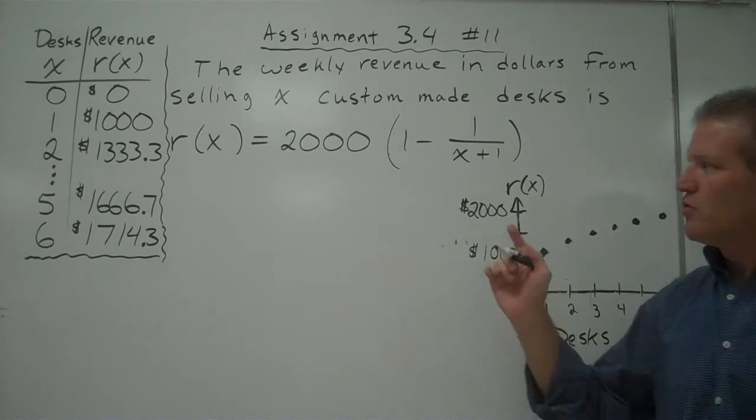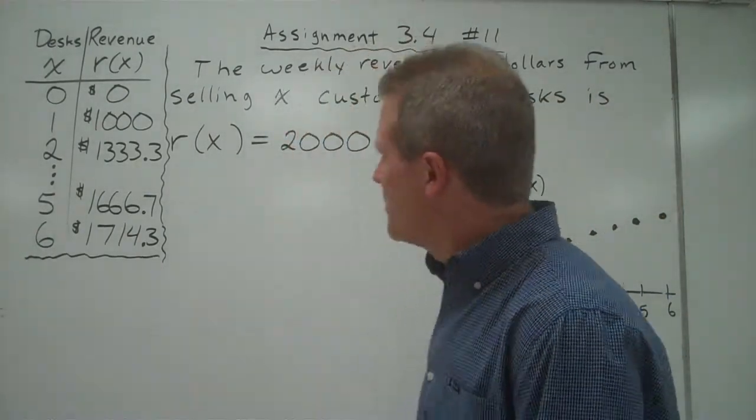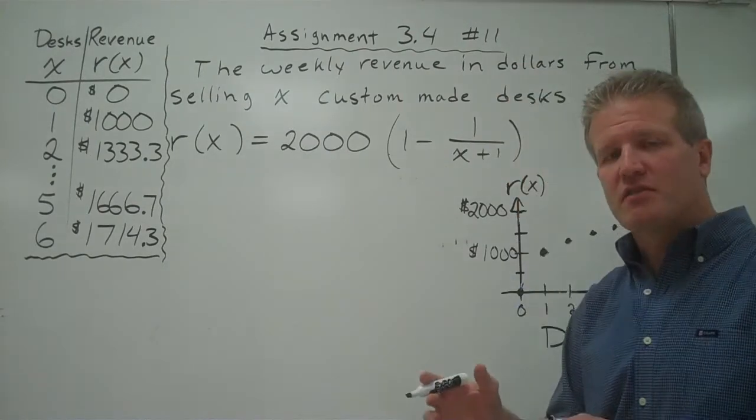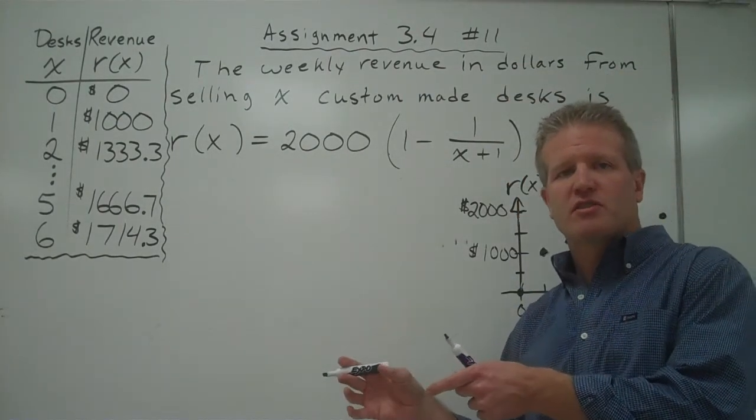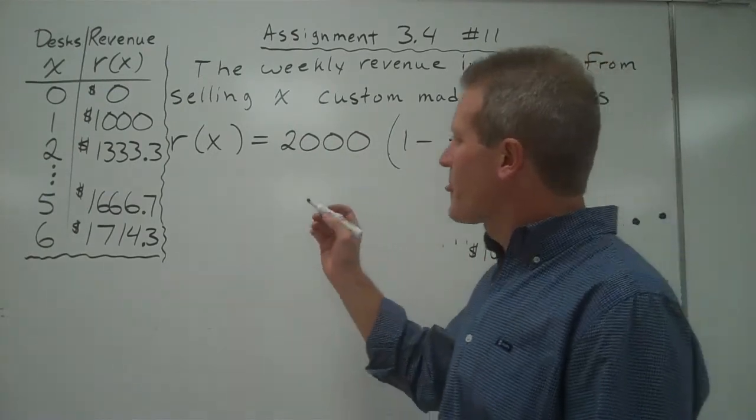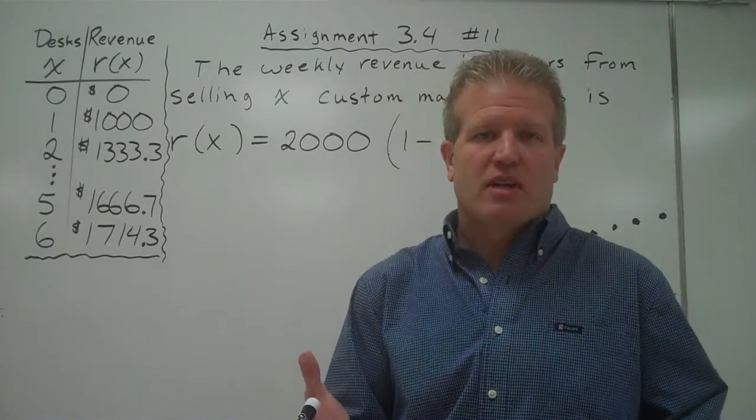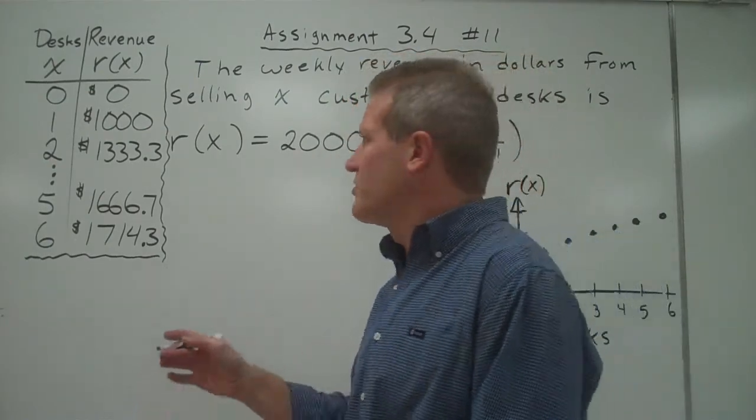All right, to find the marginal revenue, which I think is part B of this, we need to find the derivative. The derivative is going to give us the marginal revenue. Marginal revenue is how much the revenue is going to increase when we increase the number of desks by 1 desk. Another way to look at that is it's the derivative. We're using the derivative to estimate the marginal revenue.